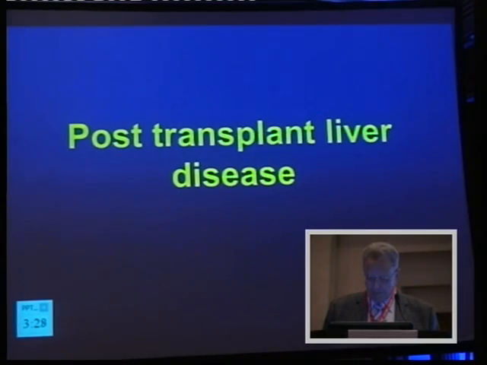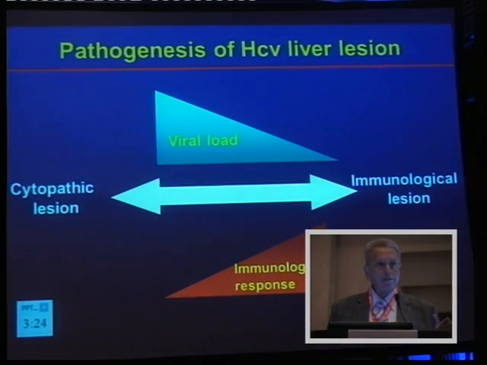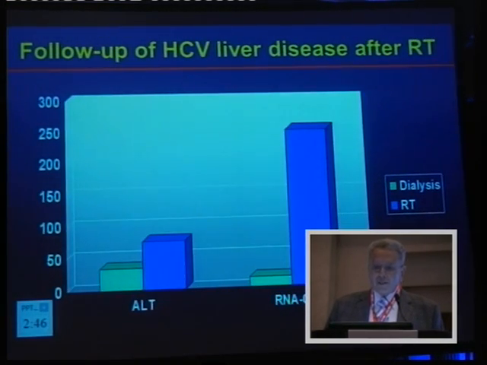What about the hepatic post-transplant disease? In fact, the pathogenesis of all lesions associated with HCV is a combination of cytopathic effect and immune-mediated effect. The same for the liver. In the early infection, the viral load is predominant, and the cytopathic lesion is the main player. With the progress of disease, the viral load may be less, but the immunological response may become the main player in hepatic injury. In the follow-up of the liver disease after renal transplantation, if we follow the liver enzymes and the PCR, they have the same pattern as we found on the renal side. Both the PCR and the liver enzymes increase after transplantation.